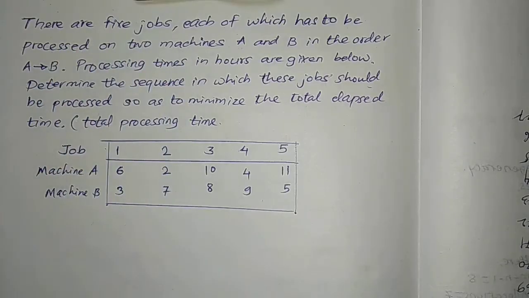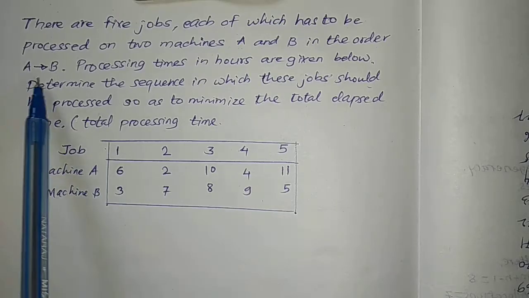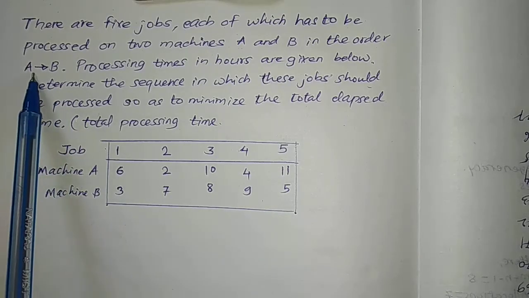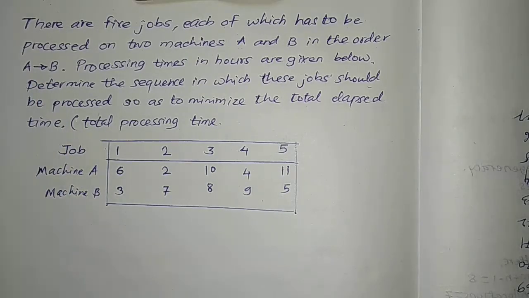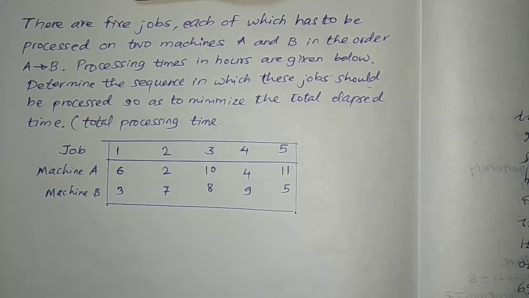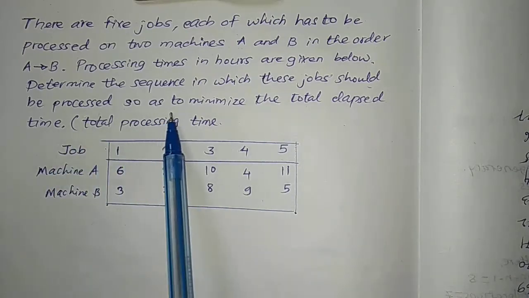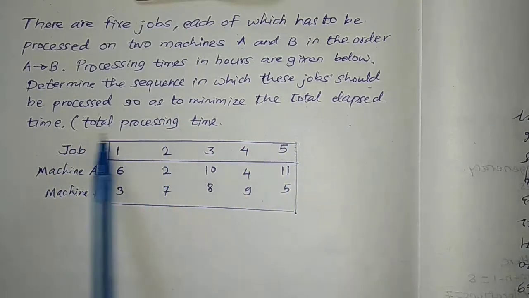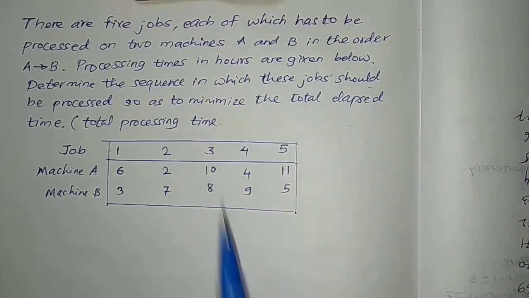There are 5 jobs. Each of the jobs has to be processed on 2 machines, machines A and B, in the order of A to B. That means a job is to be processed firstly on machine A and then on machine B. So processing times in hours are given below. So we have to determine the optimum sequence in which these jobs should be processed so as to minimize the total elapsed time, that is total processing time. So this is the given data.